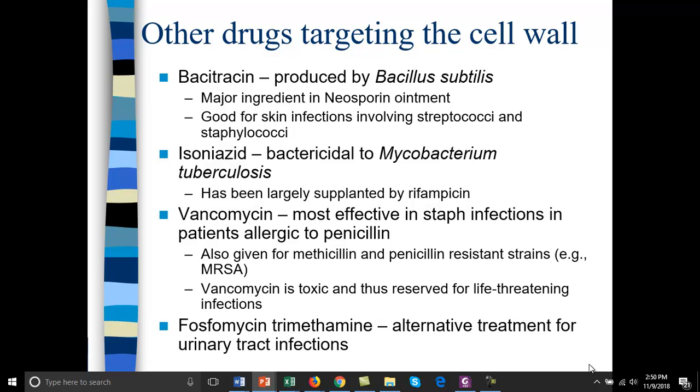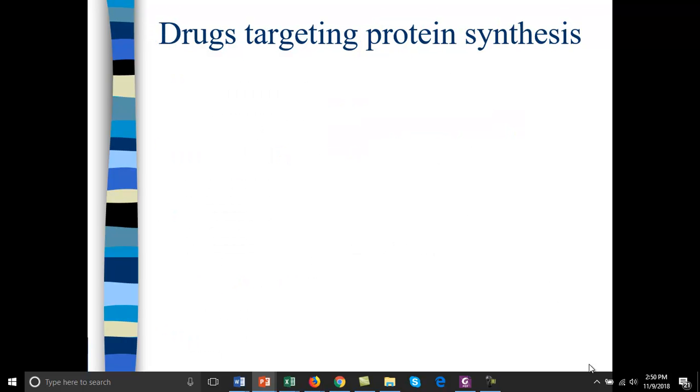Okay. Fosfomycin trimethylene is usually called Monurol, and that's an alternative treatment for urinary tract infections. Okay, it's another mycin. You hear mycin a lot in terms of a suffix for antibiotics.